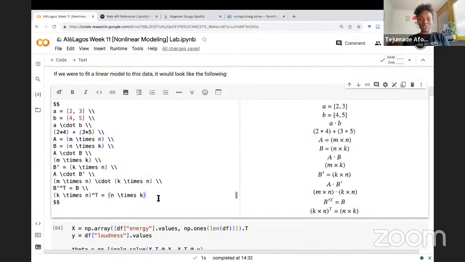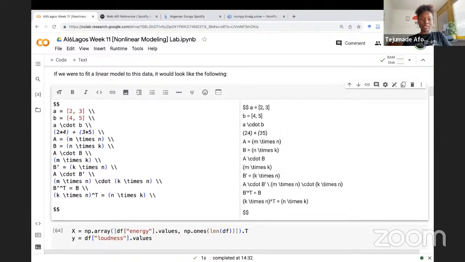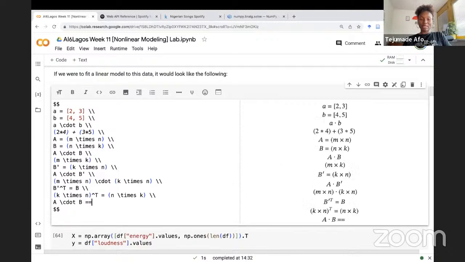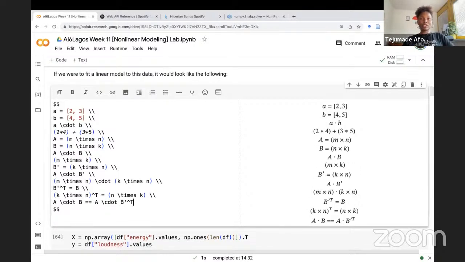So now that you have it, A dot B is exactly the same thing as A dot B prime transpose, right? Do you agree? Let's use equivalent.